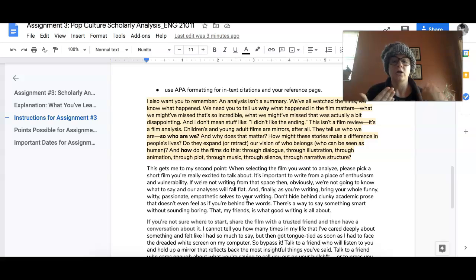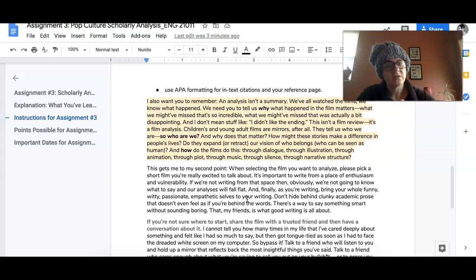Remember, a key learning outcome of this particular unit is to help you understand the difference between summarizing something and analyzing it, right? So the key here is to tell us why something that happened in the film matters, right? Like what we might have missed, right? And why it's so incredible, or why it's maybe a little bit disappointing, right? And it's also not a film review, so it's not like, oh, I didn't like this part, right? So it has to be consequential, the things that you're saying, right?